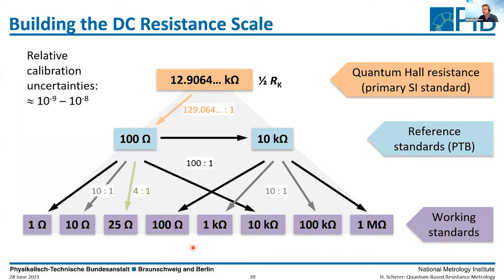From this quantum Hall effect apparatus together with the quantum Hall effect device, at NMIs we typically build the DC resistance scale in the fashion that is shown here. So we start at the quantum Hall resistance value. Typically we take the i equals 2 plateau, so 12.9 kilo ohm, and then we apply our cryogenic current comparator and transfer this value to 100 ohm or 10 kilo ohm, typically reference standards. And from these two reference standards, we then use other ratios like 10 to 1 or 100 to 1 to transfer these decadic values to the values of the working standard resistors. And you can see we cover quite a large range of resistance, typically from 1 ohm up to 1 mega ohm or even more.